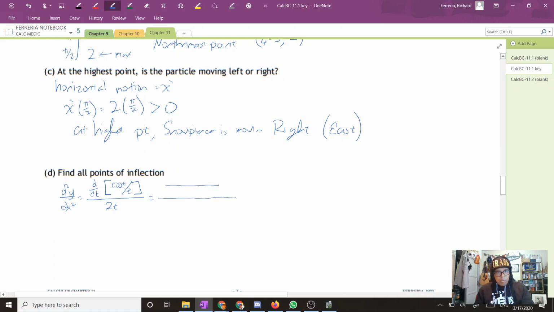That sounds like a quotient rule to me. So it's denominator t multiplied by the derivative of the numerator, which is negative sine t, minus the numerator multiplied by the derivative of the denominator, all over the denominator squared. Okay, divide that by 2t, and that's an expression for the second derivative. You can clean that up a little bit. That is negative of the quantity t sine t plus cosine t, divided by 2t cubed. And so we need to know when this is equal to 0 or undefined.